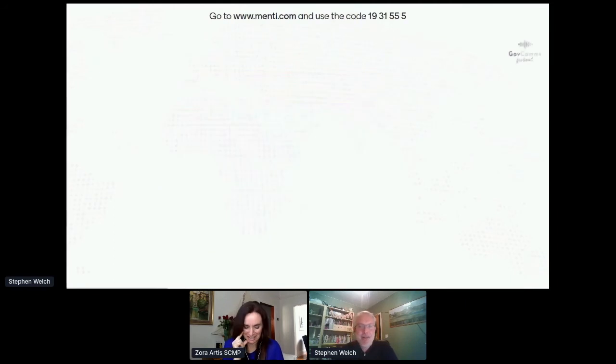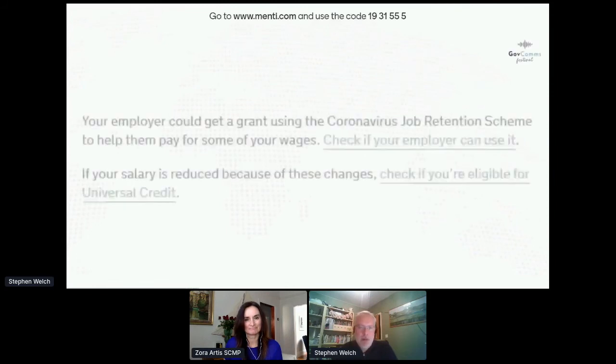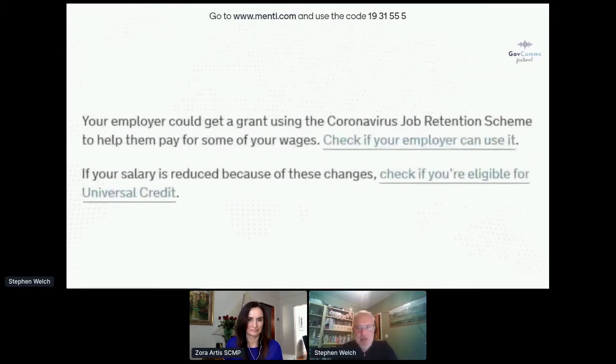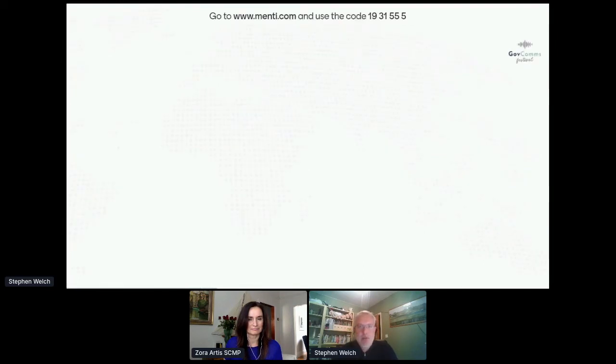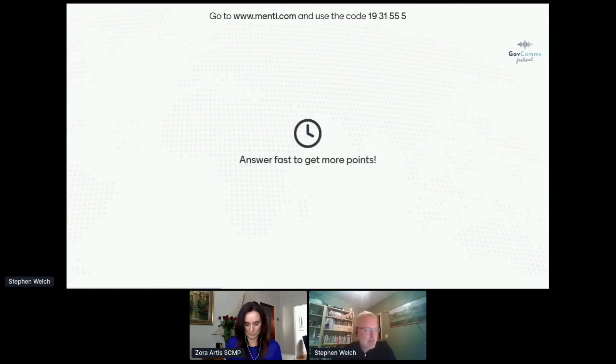Let's try the next question. This is an example from the UK. This is the coronavirus job retention scheme, which is basically a furlough scheme for employees. Your employer can get a grant using the job retention scheme to help them pay for some of your wages. Check to see if your employer can use it. If your salary is reduced because of these changes, check if you're eligible for universal credit. So take a moment to think about what style that is and vote when you are ready.